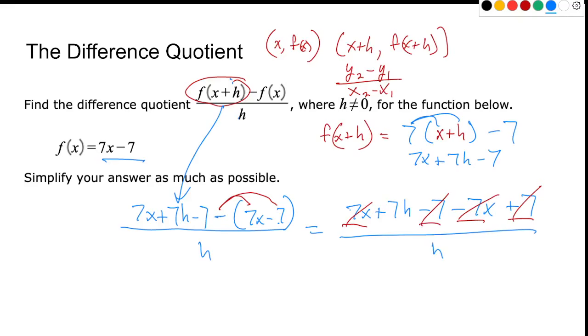And so what we're left with is 7h over h, but h divided by h, let's go ahead and write that down. Becomes 1. 1 times 7 is 7. And that's it. Yeah, the slope is 7. That's really what the difference quotient gives us. It's the slope formula. For linear equations, we're going to see that.